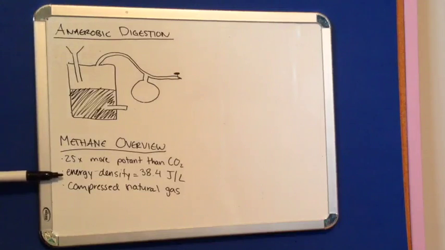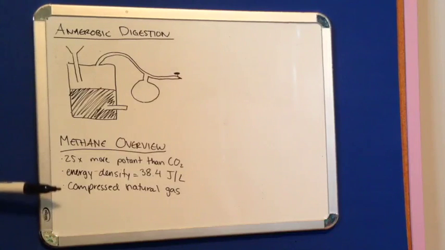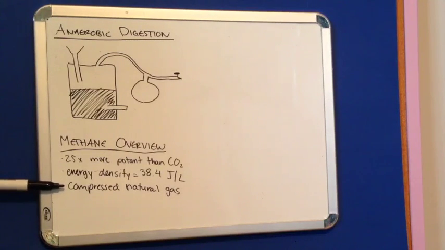The energy density of methane is 38.4 joules per liter at standard temperature and pressure, which is not very much. However, that's why we compress the methane into compressed natural gas. We can use over 3,600 pounds of pressure so that we can increase the energy density by 10 or 20-fold.